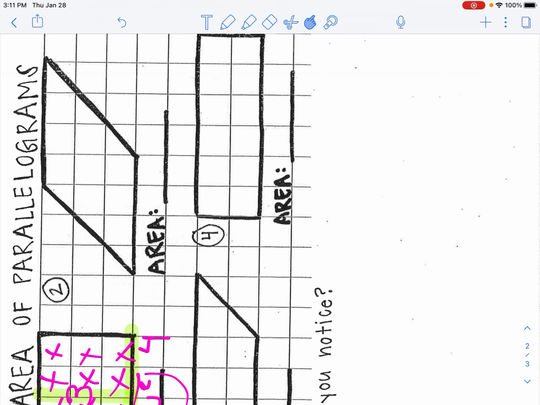Now the parallelogram also has a base of 1, 2, 3, 4 by 1, 2, 3. So the formula for the parallelogram and the rectangle is both the same. We always do base times height. So if the base is 4 units and the height is 3 units, then 4 times 3 is also 12 units squared.